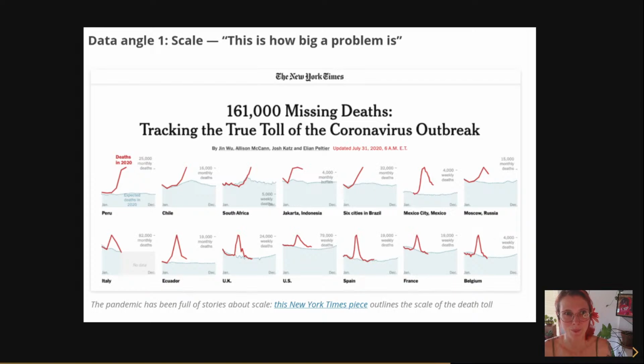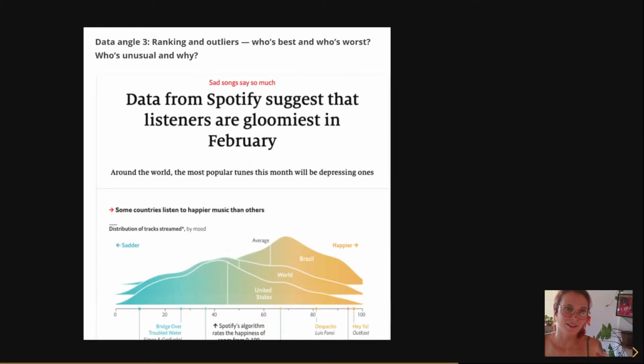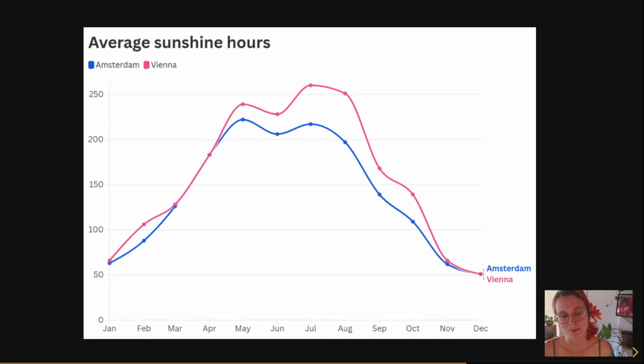But this is an example for scale. So this is how big of a problem it is. And then, generally, when lines go up, that means the problem is big. Ranking and outliers: who's the best, who's the worst, what's unusual, right? So this particular example is about countries listening to happier music than others. Brazil, super happy, United States, less. So these are comparisons, and we already did that before, right?